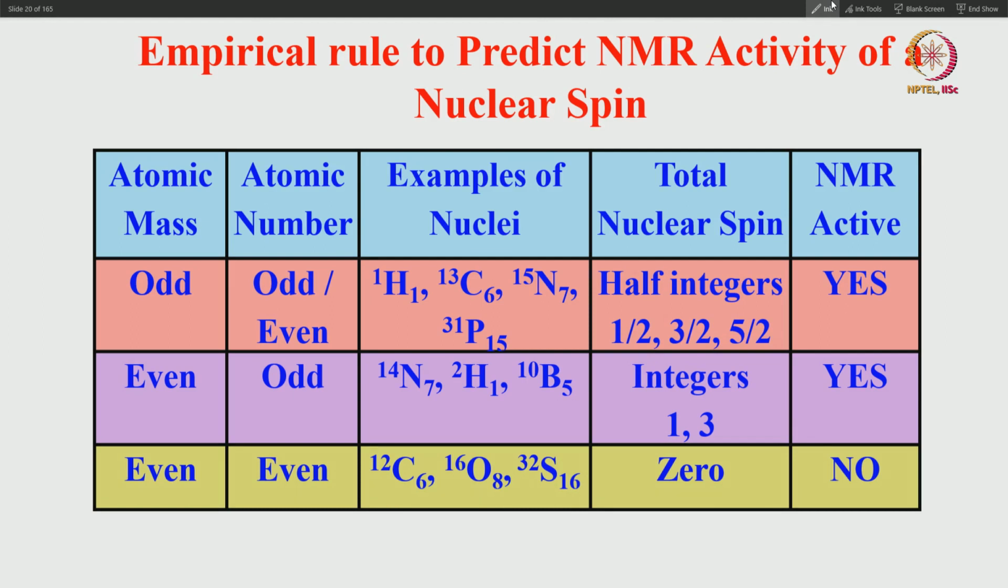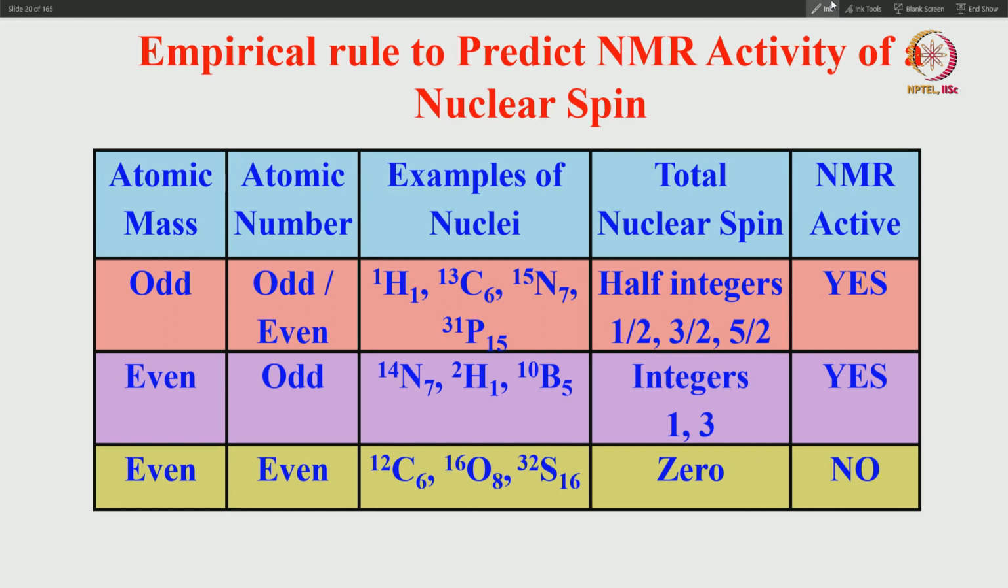If you go to the second row of this table, you will come across some nuclei whose atomic mass is an odd number and whose atomic number could be either odd or even, it does not matter. For example, take the proton, the hydrogen atom. In NMR jargon, we call it a proton. Henceforth, if I say proton, do not get confused with the proton of the nucleus. It is nothing but a hydrogen atom. It is a convention used in NMR spectroscopy.